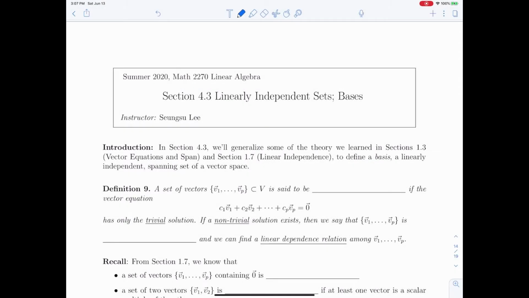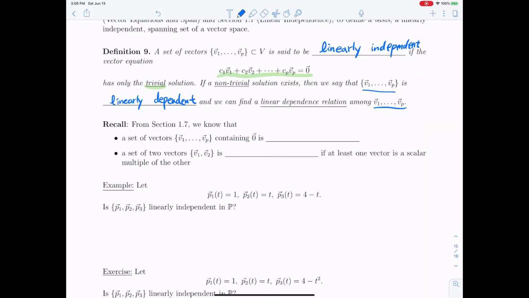In this section, we're going to generalize the notions of spans and linear independence. A given set of vectors is said to be linearly independent if the given vector equation has only the trivial solution. Similarly, if there is any non-trivial solution, then we say that the given set is linearly dependent. In that case, we can always find a linear dependence relation among the vectors. Recall that if the set of vectors contains the zero vector, then they are linearly dependent.